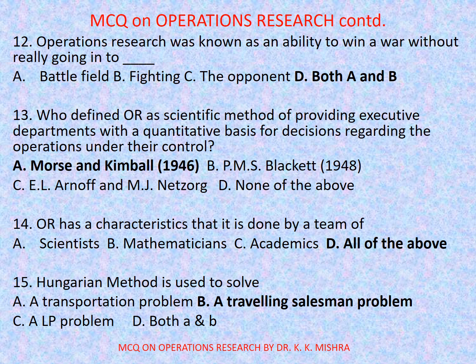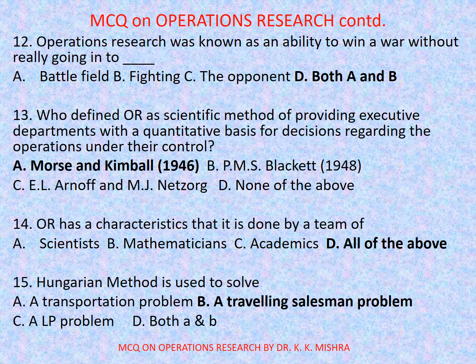Question number 13. Who defined OR as scientific method of providing executive departments with a quantitative basis for decisions regarding the operations under their control? Options are A. Morse and Kimball 1946, B. P.M.S. Blackett 1948, C. E.L. Arnoff and M.J. Netzorg, D. None of the above. Correct option is A. Morse and Kimball 1946.